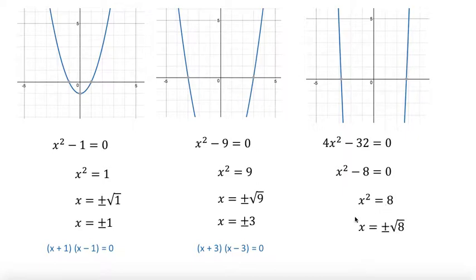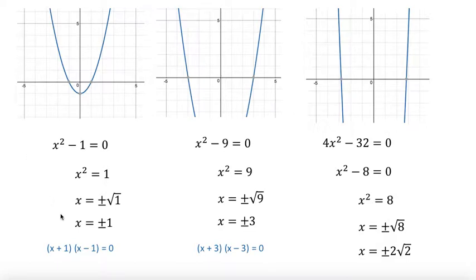So x equals plus or minus the square root of 8. The square root of 8 has a square factor, 4. 2 fours are 8. So we can change the square root of 8 into 2 root 2. So this is negative 2 root 2, and this is positive 2 root 2.